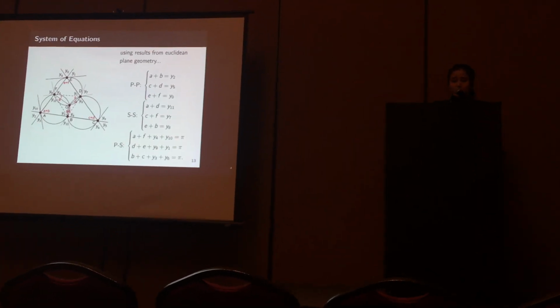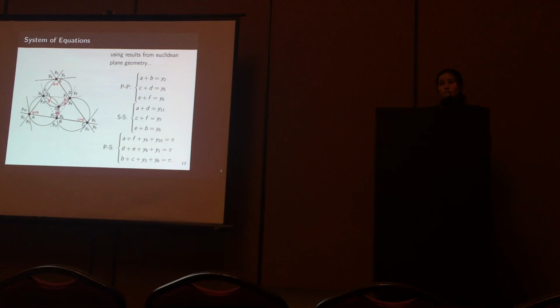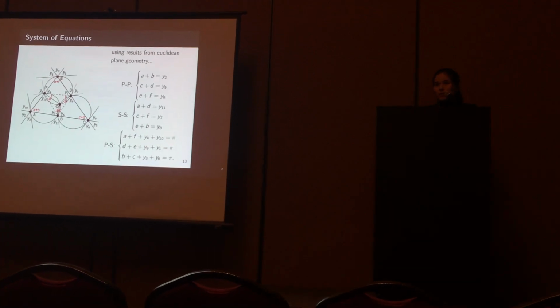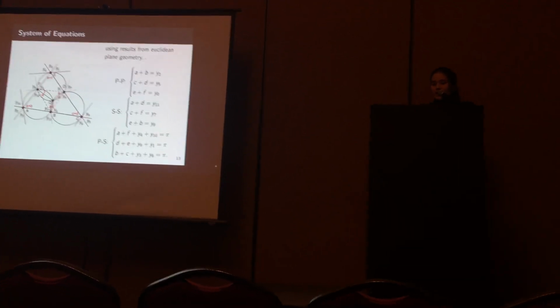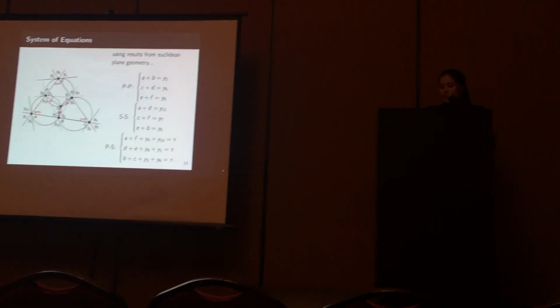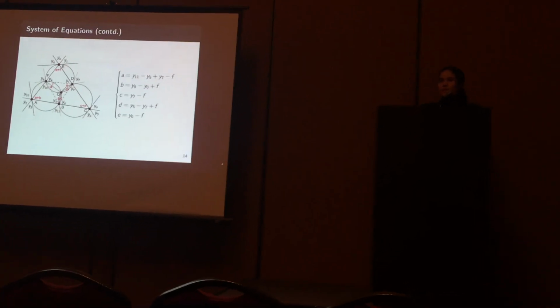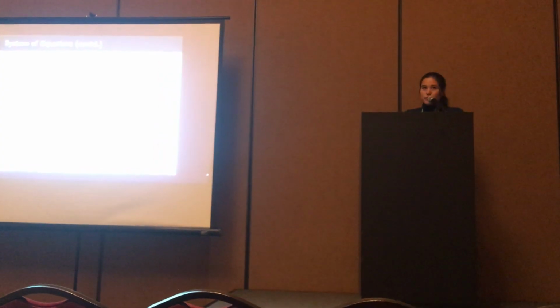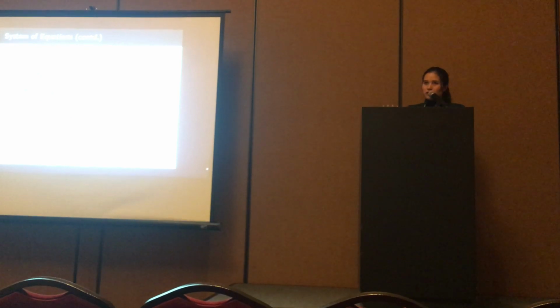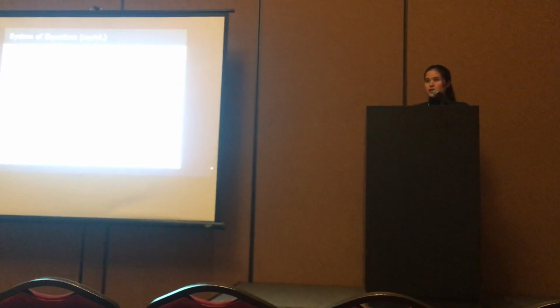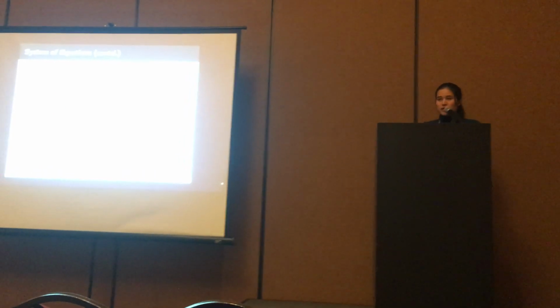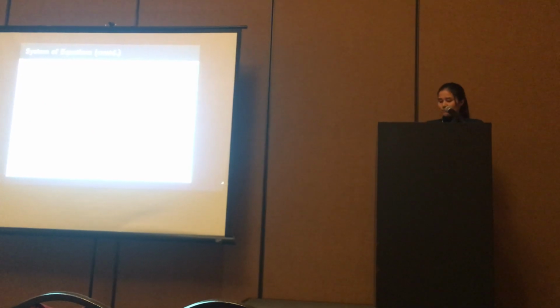Then, after doing that, using results from Euclidean plane geometry, we have the system that you see on the right. And as we reduce that, we get this system. At this point, f is still a free variable. But if any of you remember, this convex ideal polyhedron is supposed to be determined uniquely. So this f value needs to be unique. So we cannot stop here.